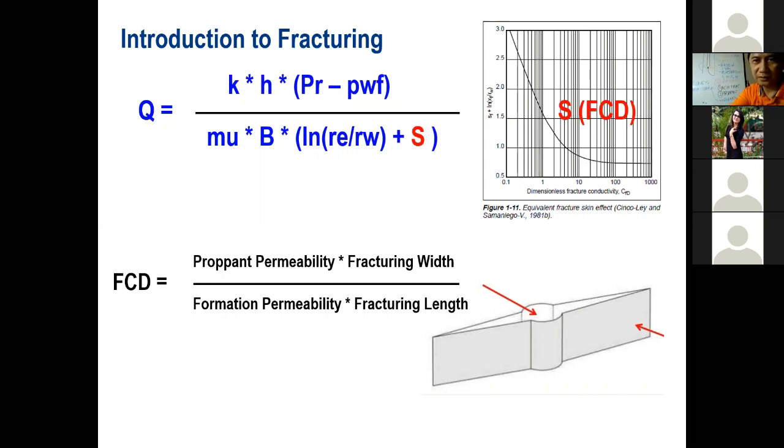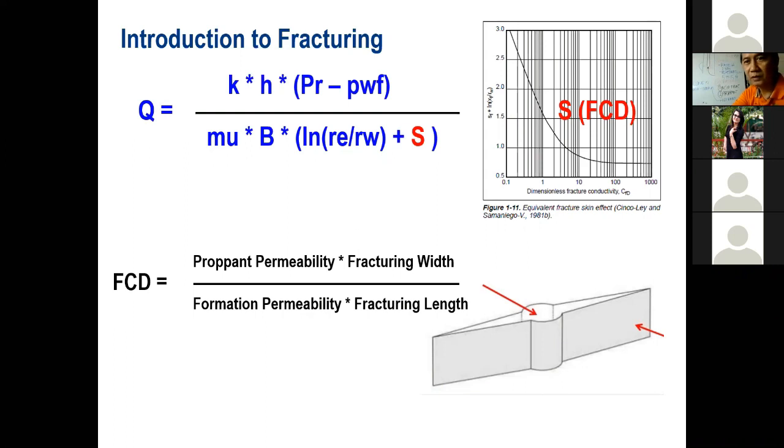All right, so let me continue now. So this is the skin. When the skin is positive, as explained by Nandini, the well is damaged, the reservoir is damaged, the wellbore is damaged, and because this skin is positive, the Q here is reduced, right? When the skin is negative, the Q here will go up, right?